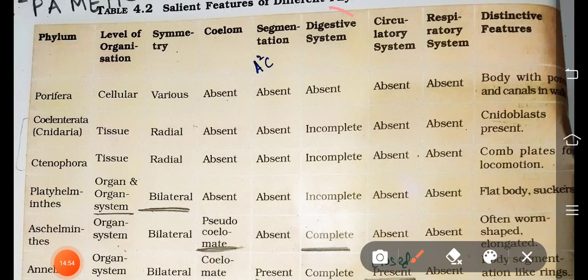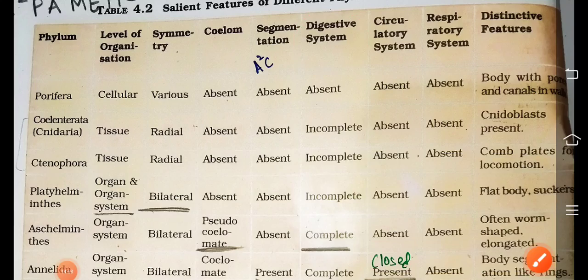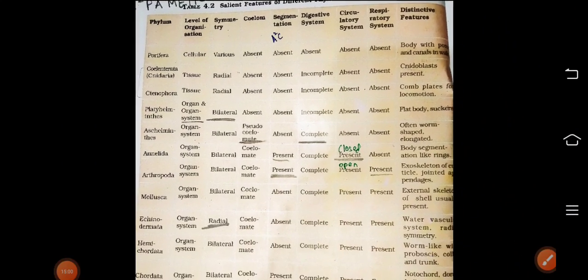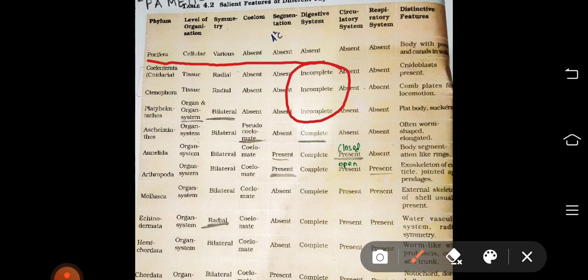Then we have the digestive system. I hope I don't need to explain it. So see, in Porifera, our most primitive phylum, the digestive system is absent. From Coelenterata to platyhelminthes, it is incomplete. And from aschelminthes to Chordata, they have a complete digestive system.